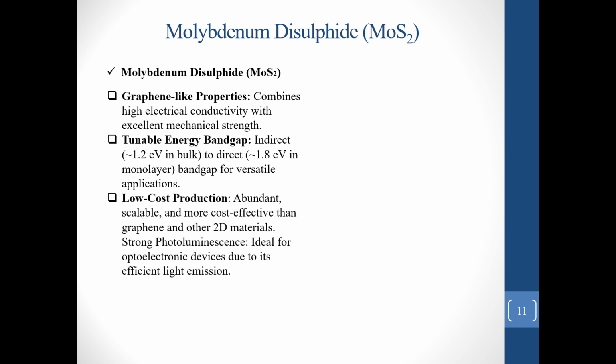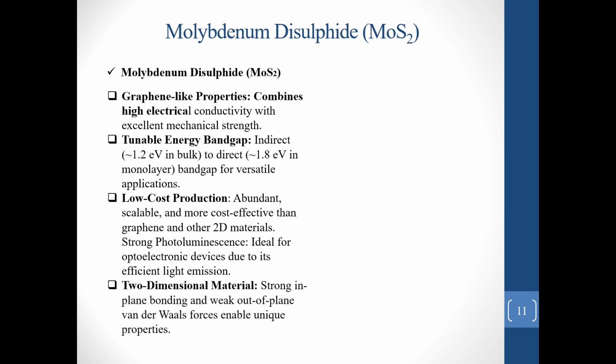And the next property is low cost production. This is abundant in nature, and more cost effective than graphene and other 2D materials. Strong photoluminescence, ideal for optoelectronic devices due to its efficient light emission.